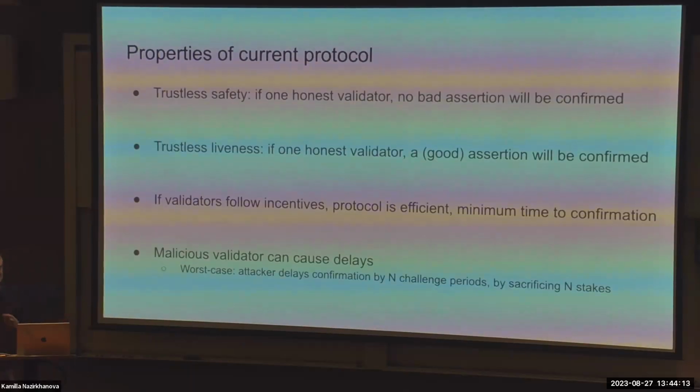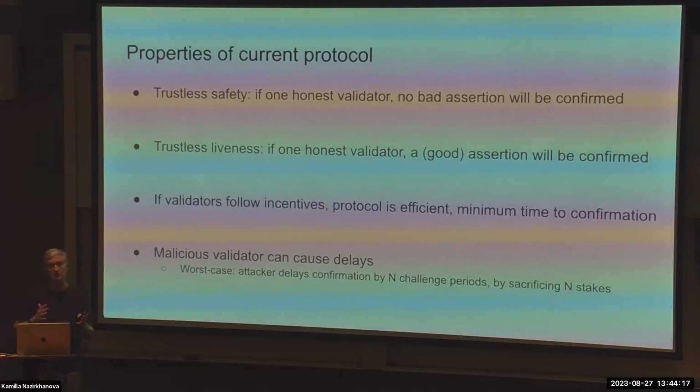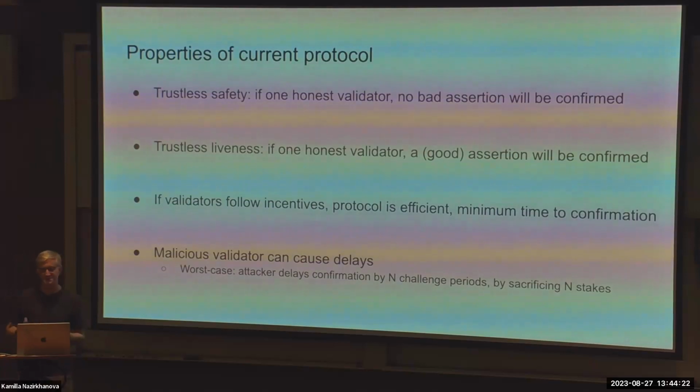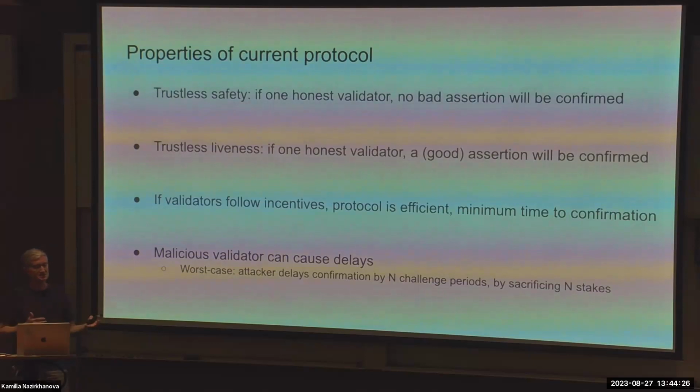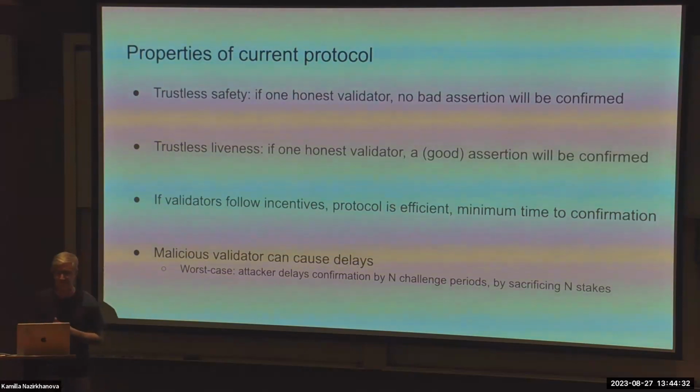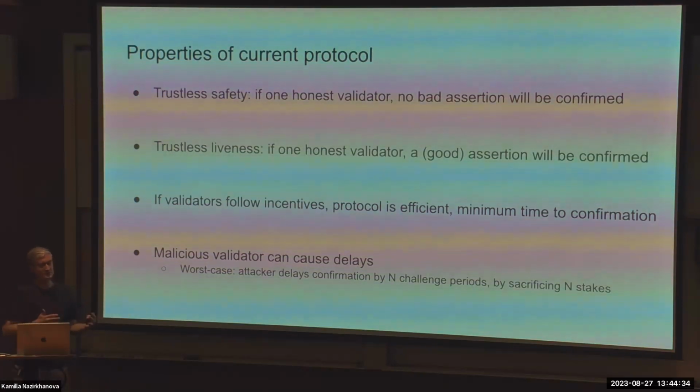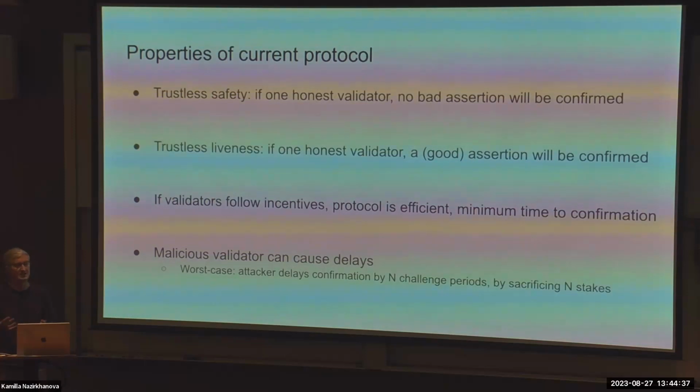Okay, so what properties does this current protocol give you? First, it gives you trustless safety. If there is at least one validator behaving honestly, that includes you potentially, then no bad assertion can be confirmed. Second, trustless liveness. If there's at least one honest validator, then some assertion will be confirmed. And because of trustless safety, that will be a good assertion. Third, if all the validators follow incentives, then the protocol will execute efficiently. There will never be a dispute, and you'll get minimum time to confirmation.